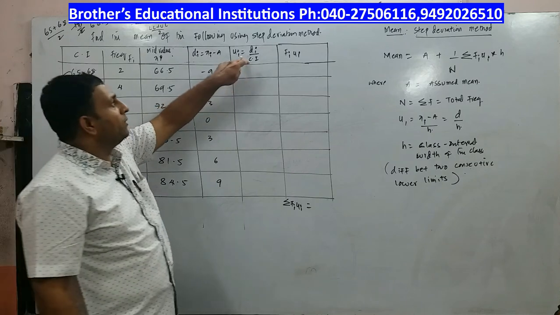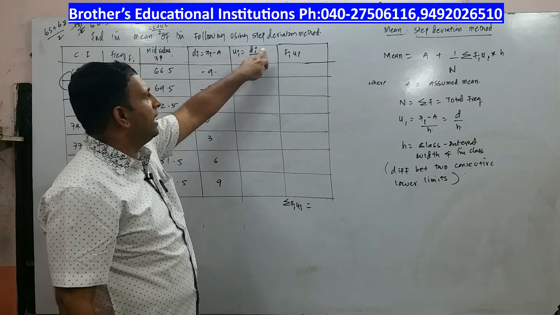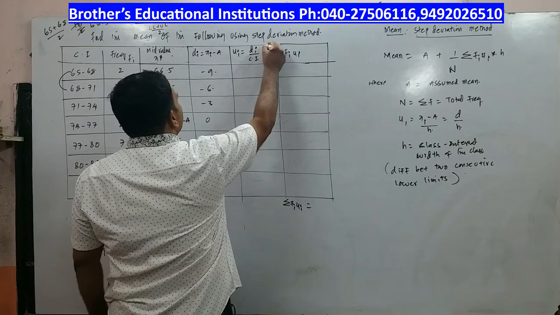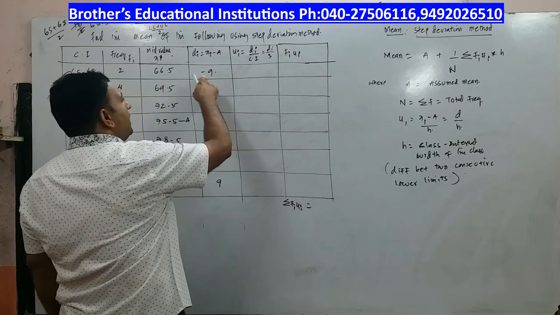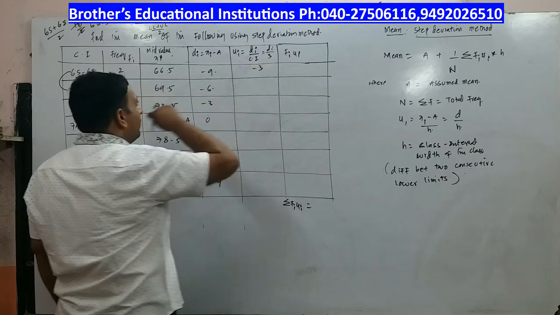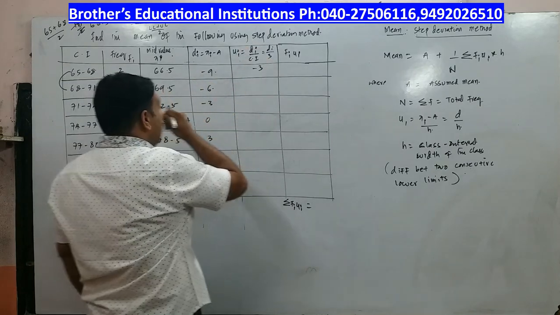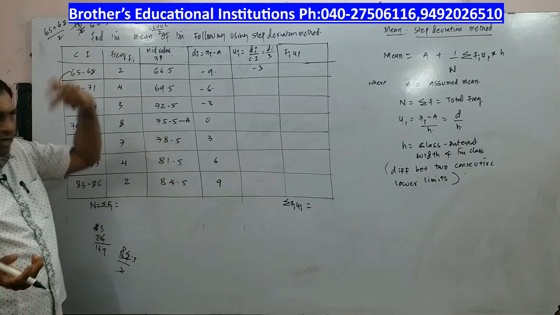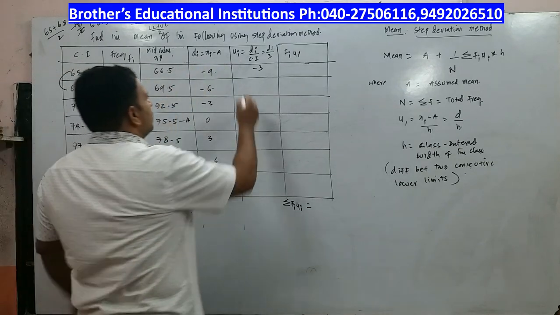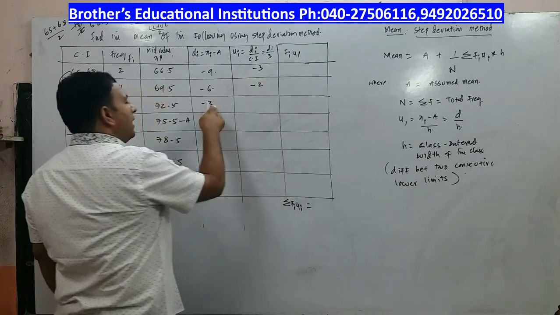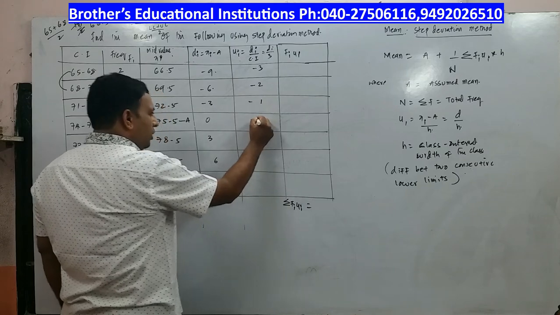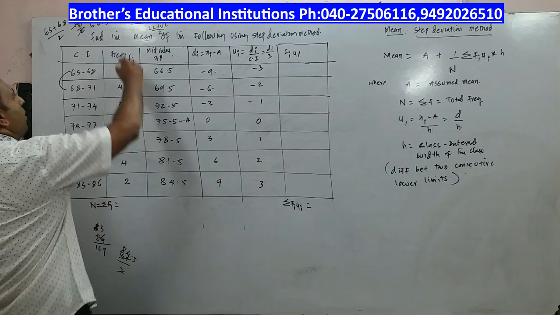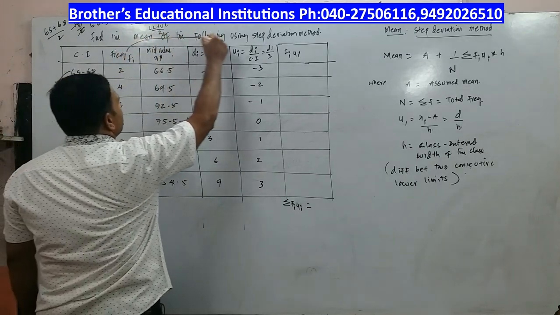Now you have to write ui is equal to deviation di by ci. ci means class interval. Now here, what is the class interval? Class interval is 3. So minus 9 by 3 is minus 3. Every problem you have to divide by its class interval. In this particular scenario, the class interval is 3. Generally you will get class interval 10, so you will divide by 10. Now here it is 3. So here minus 6 by 3 is minus 2. Minus 3 by 3 is minus 1. 0, 1, 2, 3.